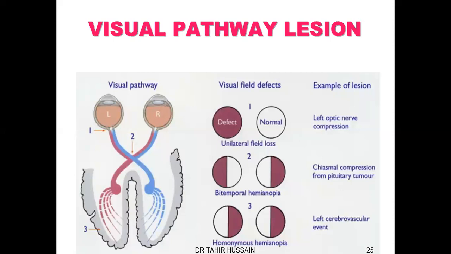What are the effects of cranial nerve lesions? This is the effect of second cranial nerve lesion. If one optic nerve is lesioned, it results in ipsilateral blindness. If the middle fibers of the optic chiasma are interrupted, which may occur in pituitary adenoma, it results in bitemporal hemianopia. If the optic tract is lesioned, it results in contralateral homonymous hemianopia.